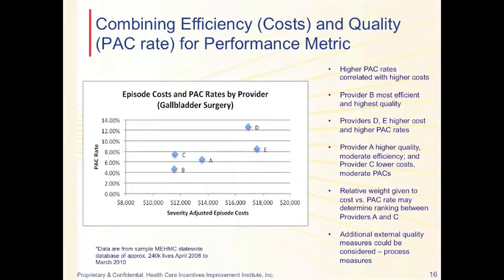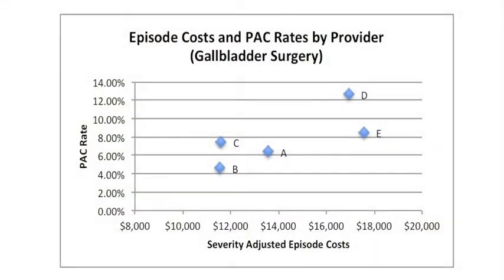If you combine the efficiency measure, that cost measure we just looked at, along with the quality measure, here the PAC rate, the percentage of the dollars that are spent on PACs, you can sort of array it here. Along the horizontal axis, we have the severity adjusted episode cost for those same facilities that we just looked at for gallbladder, and the PAC rates, which range from about 4 or 5% up to 13% for the gallbladder surgery. And you can see that provider B, for example, is the most efficient and the highest quality. They have the lowest PAC rate and the lowest cost, close to the cost of provider C. Provider A has a higher quality measure, a lower PAC rate than provider C, but a higher cost. So it's important to think about the relative weight that one might give to the cost versus the PAC rate or the quality, and that might change how you think about the relative ranking between A and C.